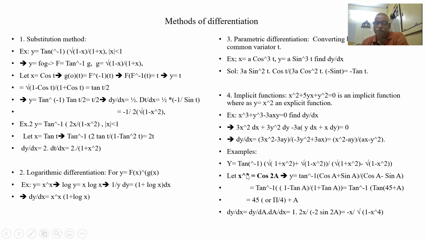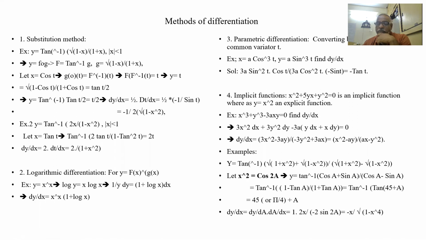Suppose you see here. Based on these three, we have some examples here. y is tan inverse of square root of 1 plus x square plus square root of 1 minus x square, by square root of 1 plus x square minus square root of 1 minus x square. So here let x square be substituted as cos 2a. So tan inverse, 1 plus x square.